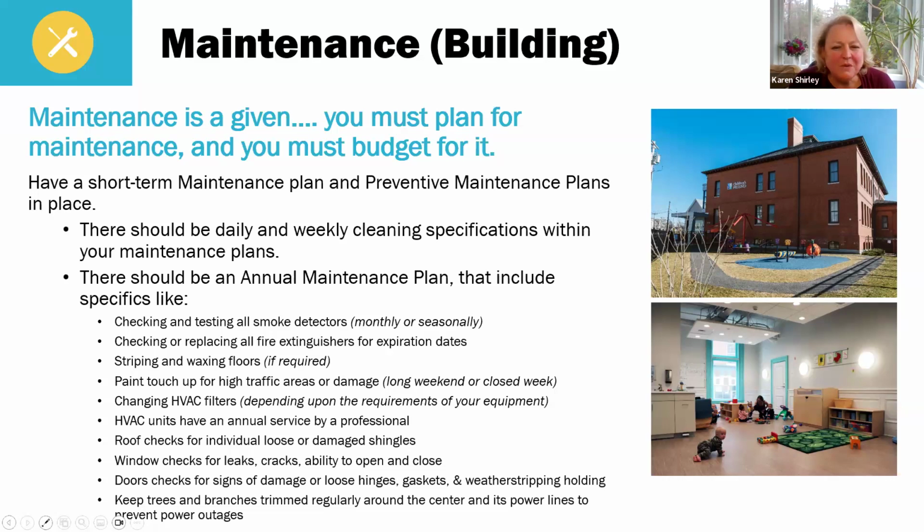Some things in the annual maintenance plan are checking and testing all the smoke detectors, either monthly or seasonally, replacing fire extinguishers and checking for their expiration dates. Just a whole host. I'm not going to go through the whole list because you're going to get this, but these are some of the things that you want to check for on an annual basis or within the year. Next.